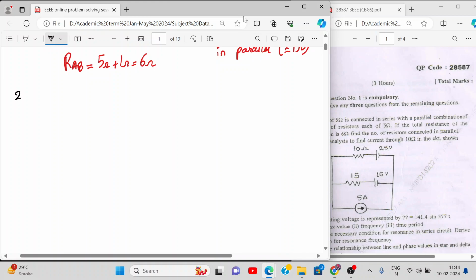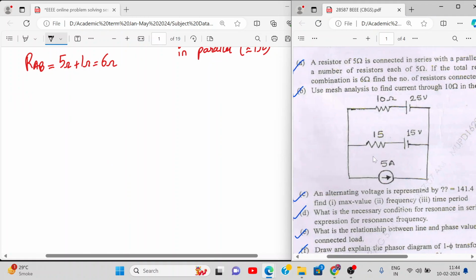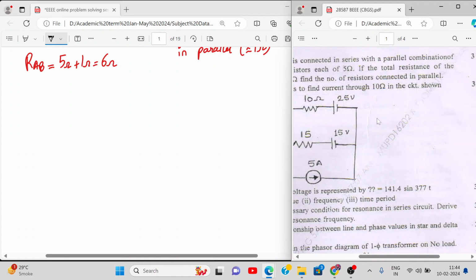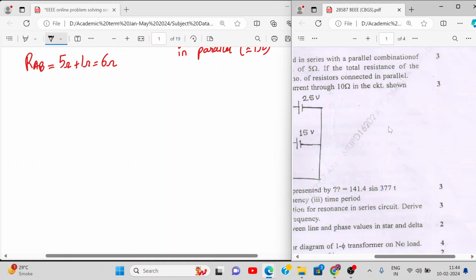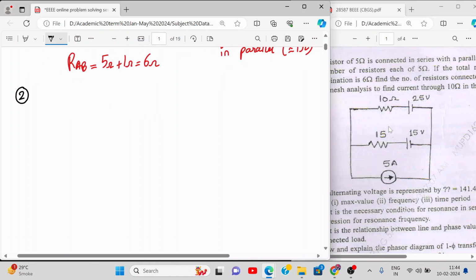Okay, so let's go to the second question. That cleared the concept of series and parallel resistance. The second question is, using mesh analysis, we need to find the current through the 10 ohm resistance. So please draw this. Normally they won't ask for 3 marks, they will ask for 5 or 10 marks. So this is normally a 5 marks question. Please draw the network along with me.